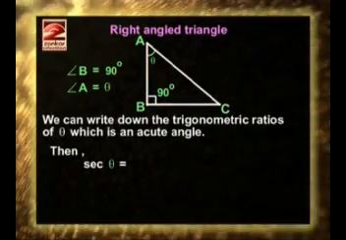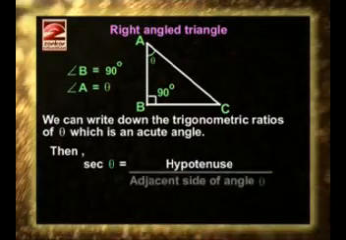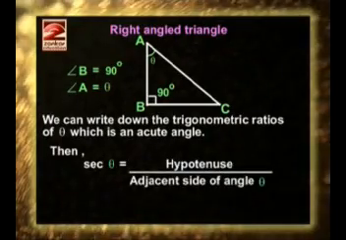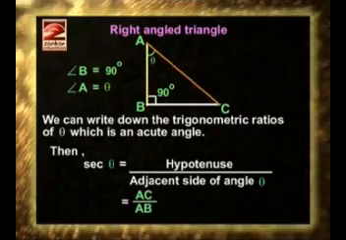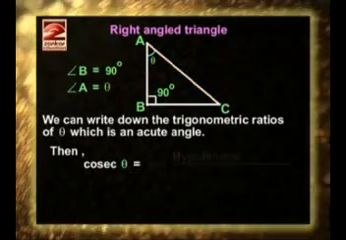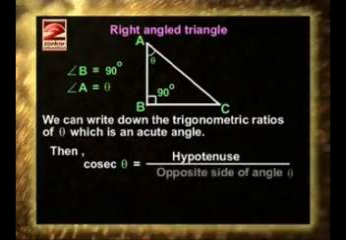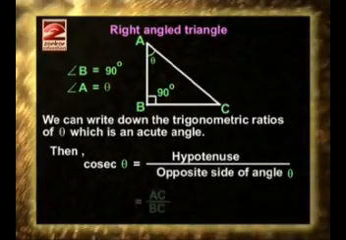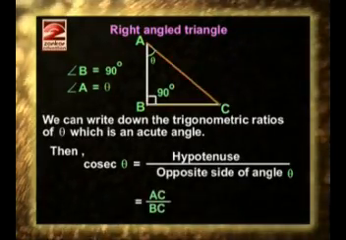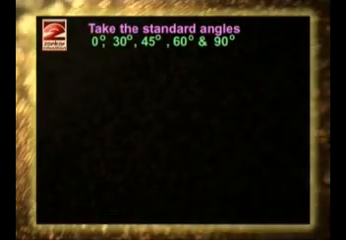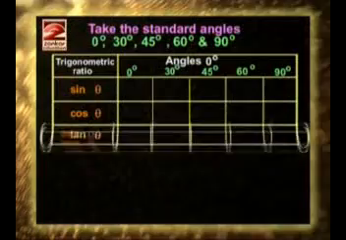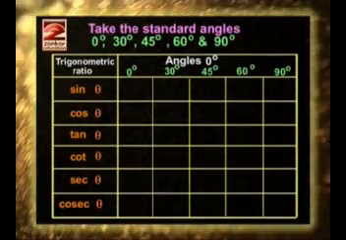Then sec theta means hypotenuse upon adjacent side of angle theta, that is equal to AC upon AB. And cosec theta means hypotenuse upon opposite side of angle theta, that is equal to AC upon BC. Now, take the standard angles 0, 30, 45, 60 and 90. So this is the table showing all the trigonometric ratios.